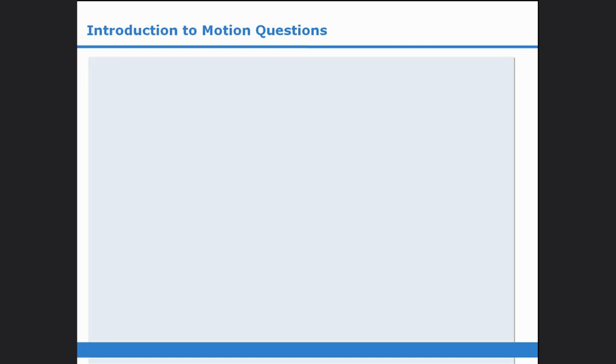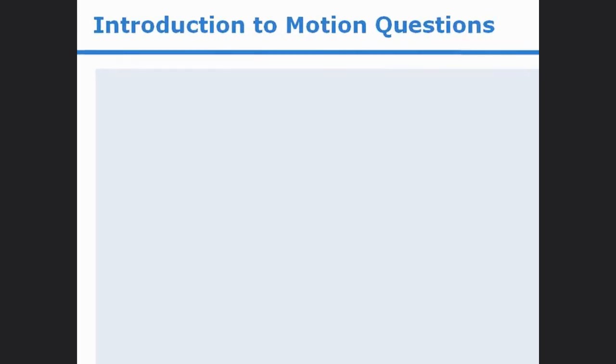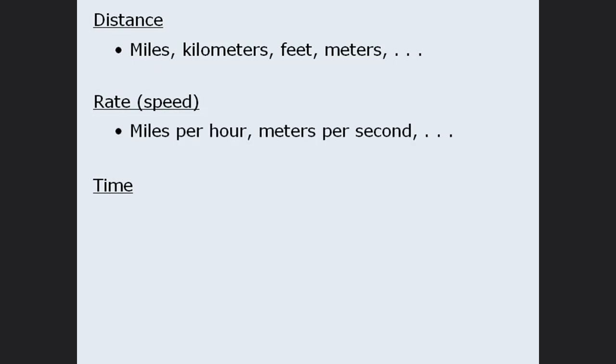In this lesson, we will take an introductory look at questions concerned with motion. To begin, motion questions involve three basic elements: distance, rate, and time. Now, distance can be measured in miles, kilometers, feet, meters, and so on. Rate, also known as speed, is measured in units of distance per unit of time, such as miles per hour and meters per second. Finally, time can be measured in hours, seconds, days, and minutes, to name a few.